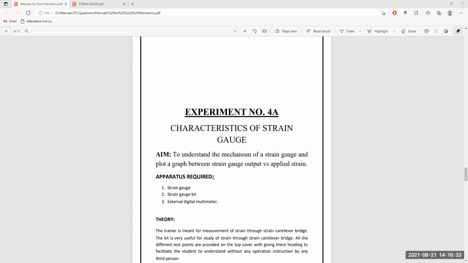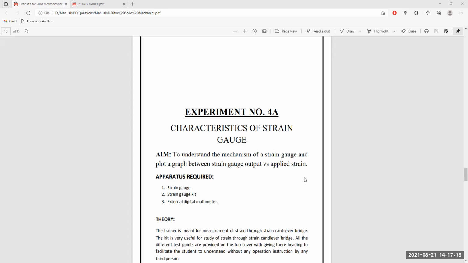Now, what do you understand by the mechanism of a strain gauge itself? First of all, what is the mechanism of a strain gauge? And we are supposed to plot a graph between strain gauge output and applied strain. During our solid mechanics study, we have gone through the strain rosette system. A strain rosette system is nothing but keeping different strain gauges in a methodical manner, with which we can electrically measure the applied strain to find the amount of strain available at a particular point of a particular workpiece itself.